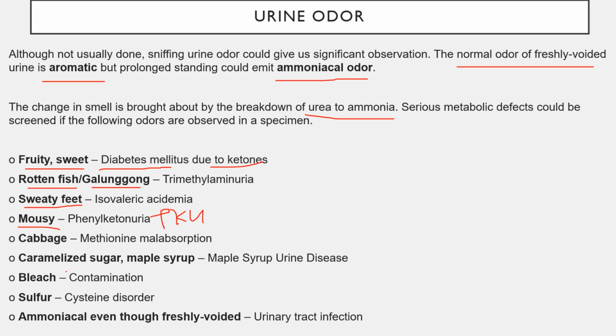If it is caramelized sugar or maple syrup smell or odor, it's MSUD. MSUD stands for maple syrup urine disease. If it smells like bleach, it's contaminated. Sulfur, seen in cystine disorders. Then if it's ammoniacal, even though it's freshly voided, so hindi siya aromatic, class, it's urinary tract infection.